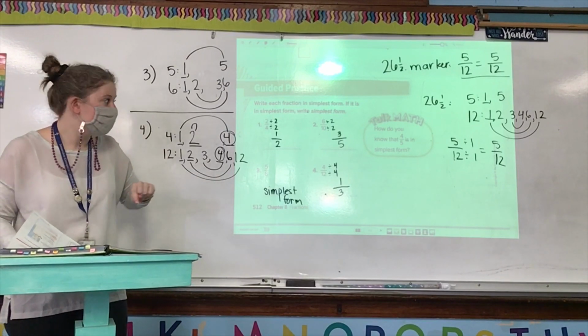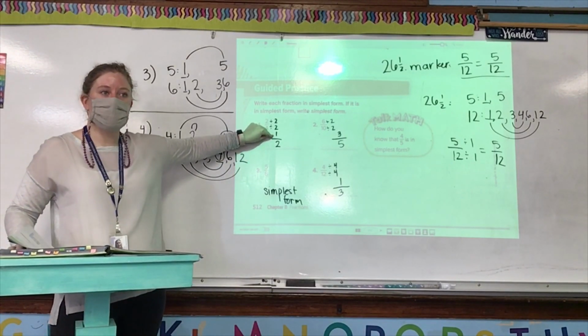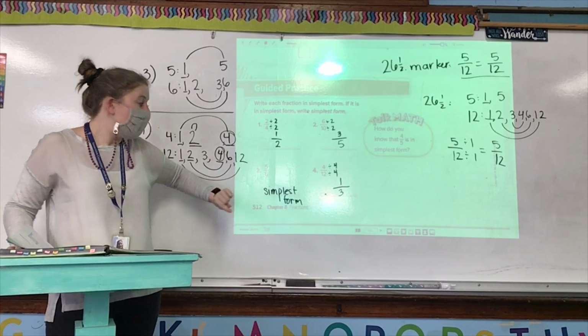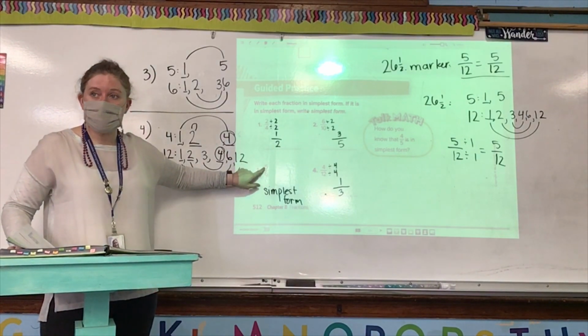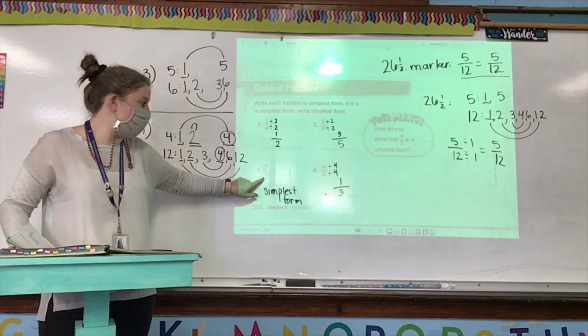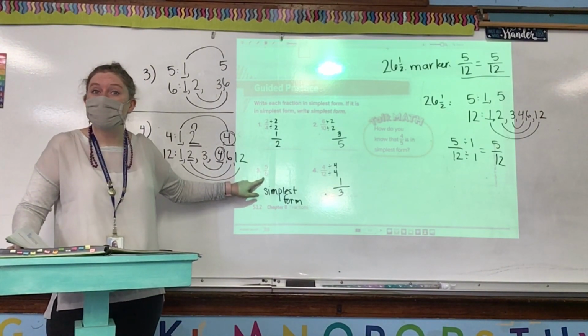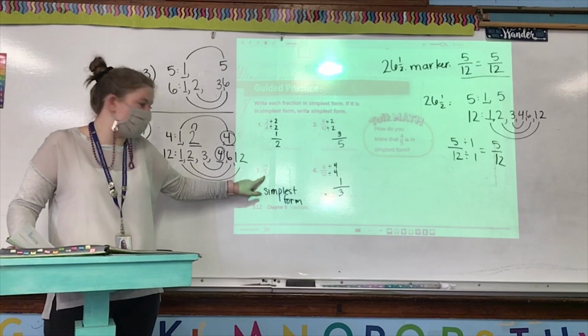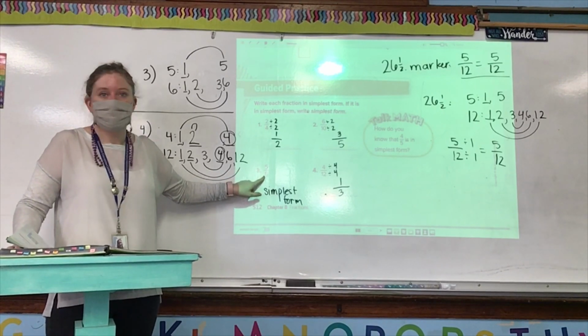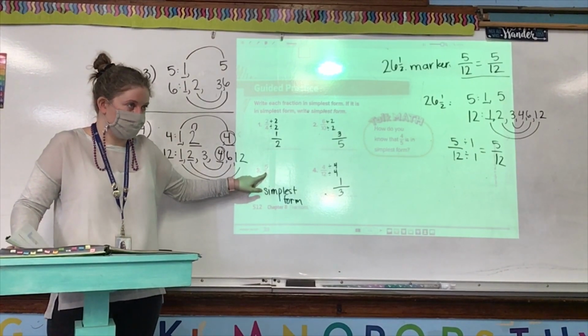First clue, a numerator of 1 is automatically in simplest form. Another clue, if your numerator is a prime number and it is not a factor of your denominator, it's in simplest form. 5 is a prime number. Is 5 a factor of 6? No, so it's in simplest form.